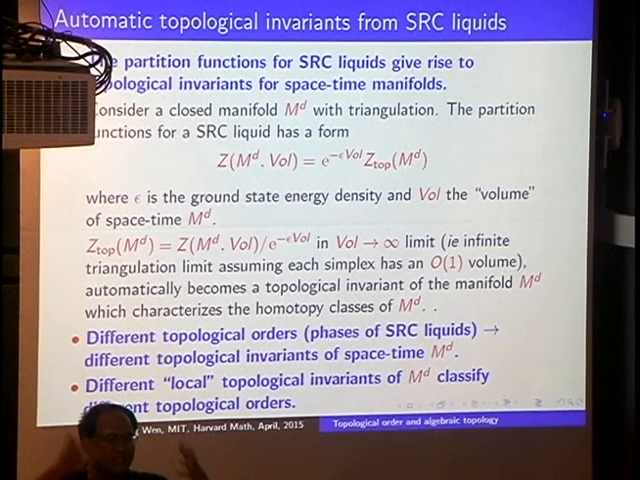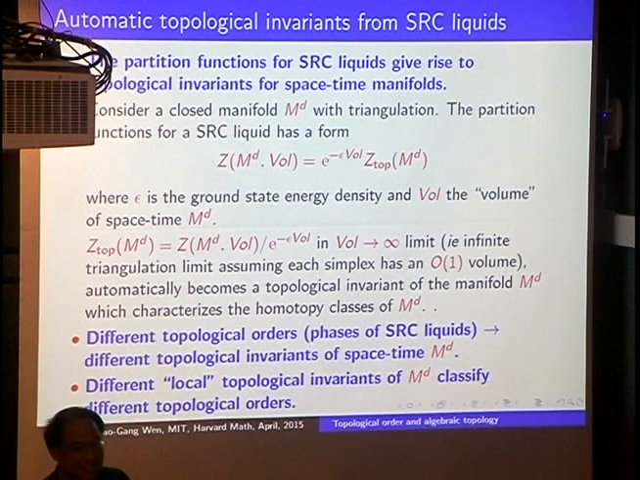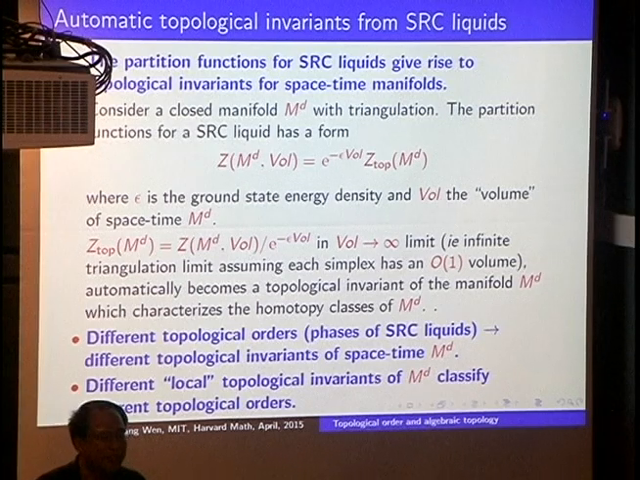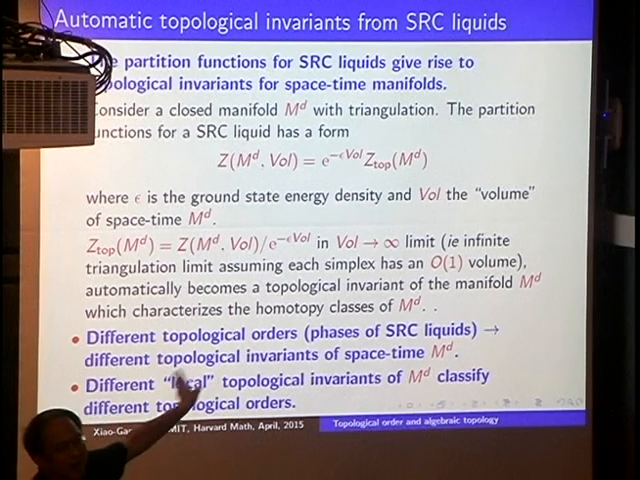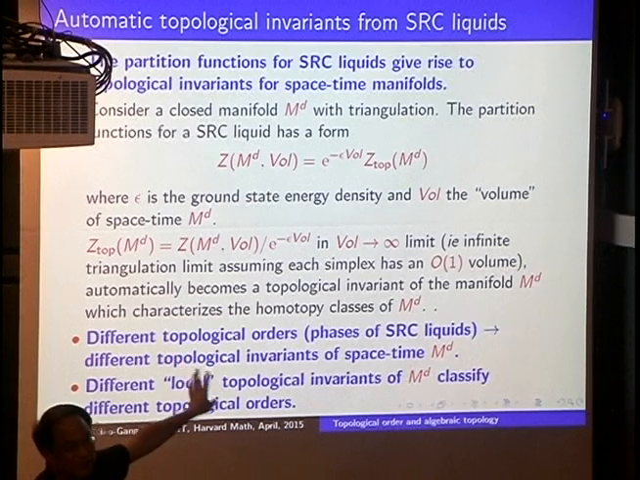And somehow, if you can define volume properly, there's local data, it's kind of just a volume. It just adds together. So actually, for a translation invariant system, it's a much better deal. If you have translation symmetry, you can really see this feature.